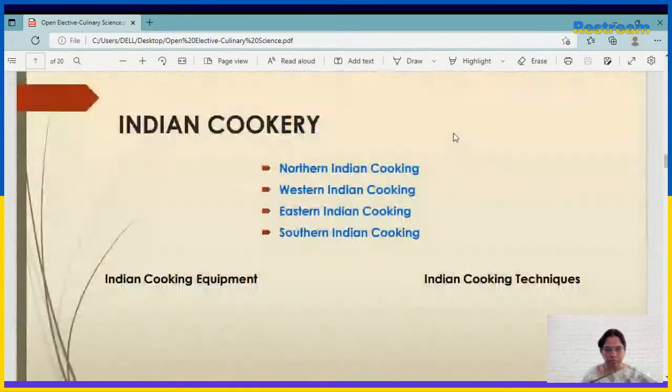Then we have Indian cookery. Indian cookery is of many types. As we said, it goes back to the Indus civilization and the Harappan civilization, over 5,000 years ago.